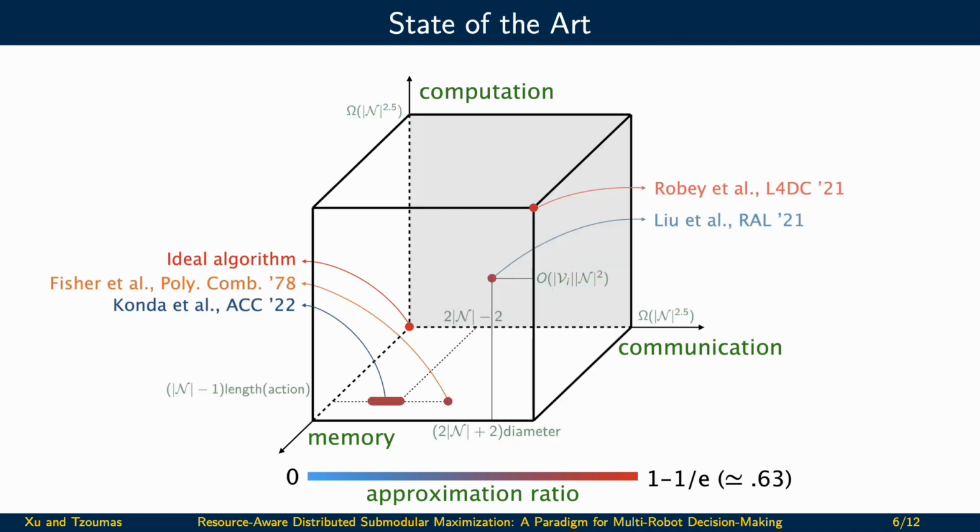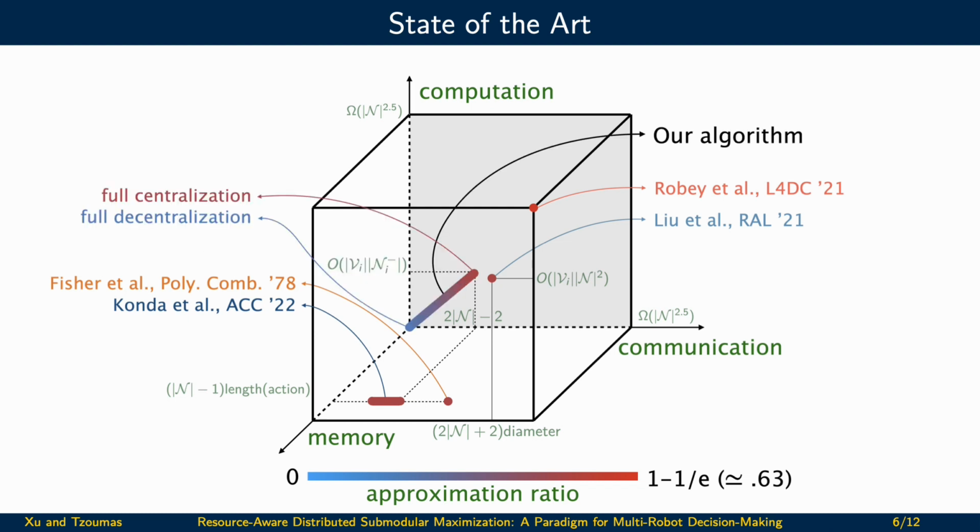The state-of-the-art stands as follows. We can see that, while these works approach the ideal algorithm in certain aspects, they all also suffer in other aspects. For example, Robey et al. achieves an approximation ratio close to 1 minus 1 over e, but requires over 20 minutes for monitoring tasks with just 10 robots. And Konda et al. achieves optimal computation and near-optimal communication requirements, but suffers in terms of memory usage of messages, because this method instructs each agent to sequentially acquire all previous agents' information.